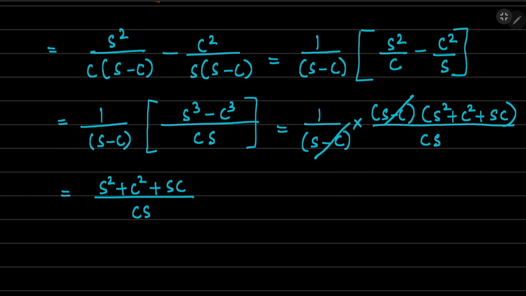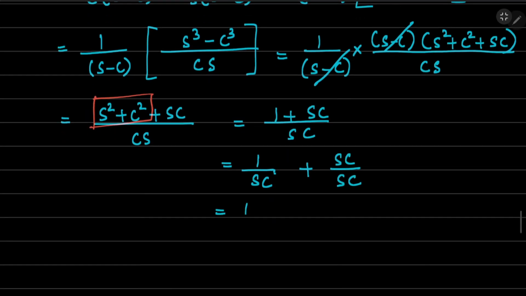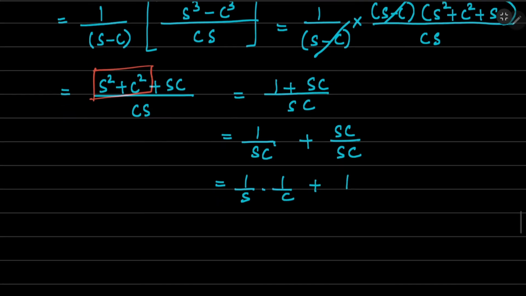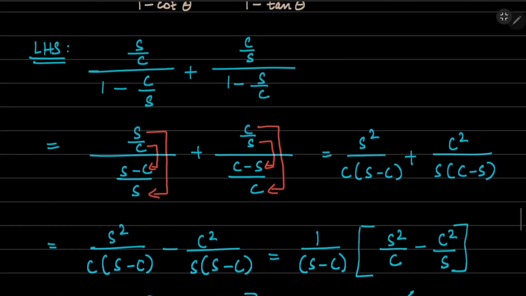Now, in order to get what I need, I'll take sine square plus cos square as 1. So this is equal to 1 plus sine cos divided by sine into cos. Now you can split it up. This is nothing but 1 by sine multiplied by 1 over cos, plus sine cos divided by sine cos. So this is nothing but 1 by sine multiplied by 1 by cos, plus 1. So what is 1 by sine? It is cosecant of, is it theta or a?